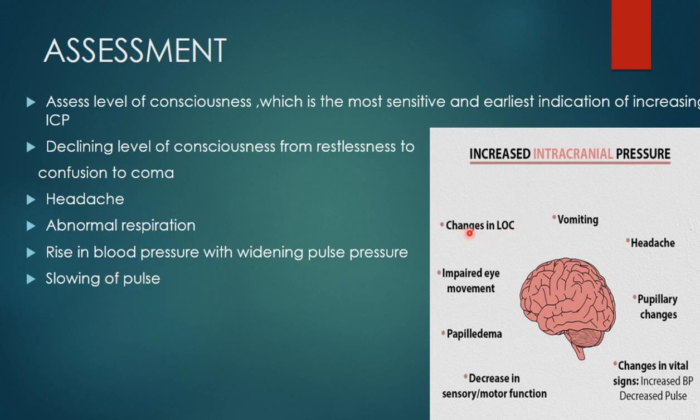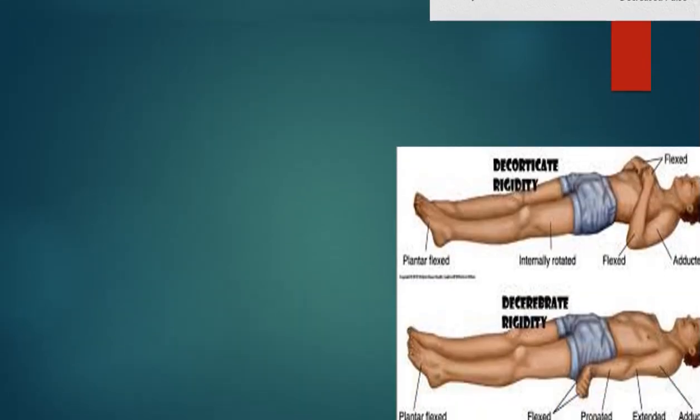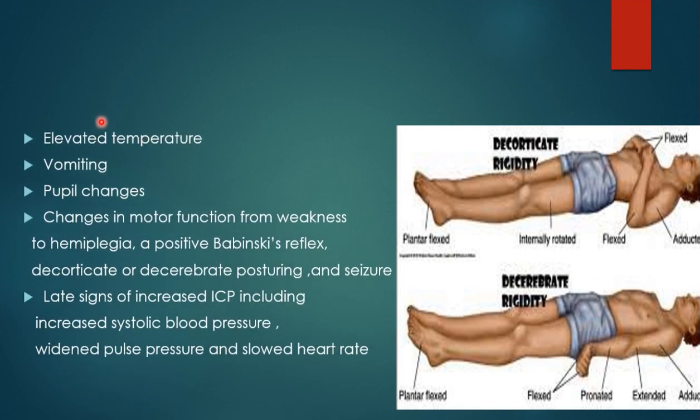So you can see here there would be changes in the level of consciousness. Patient may have vomiting, headache, pupillary changes, and changes in vital signs, especially increased blood pressure and decreased pulse, and decrease in sensory motor function. Papilledema refers to the swelling of both optic discs in your eyes due to increased intracranial pressure. Impaired eye movements will be there. And there will be elevated temperature, vomiting, pupil changes, and changes in motor function from weakness to hemiplegia. Hemi means half side paralysis will be there, a positive Babinski's reflex, decorticate and decerebrate posturing and seizures.